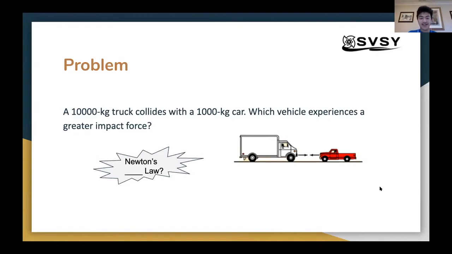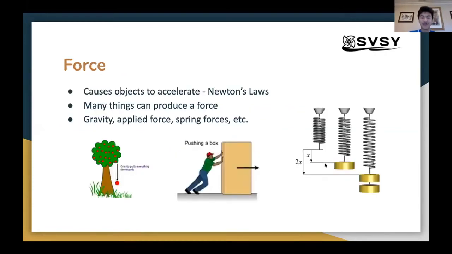You can try to think of this question, but we first have to talk about what really is a force, right? We already kind of talked about what a force is because I mentioned it in the context of Newton's second law, or F equals ma. But a force is just anything that causes objects to accelerate according to Newton's laws.